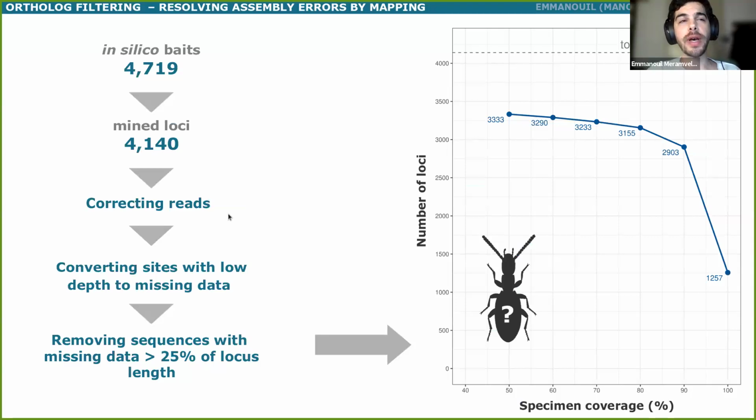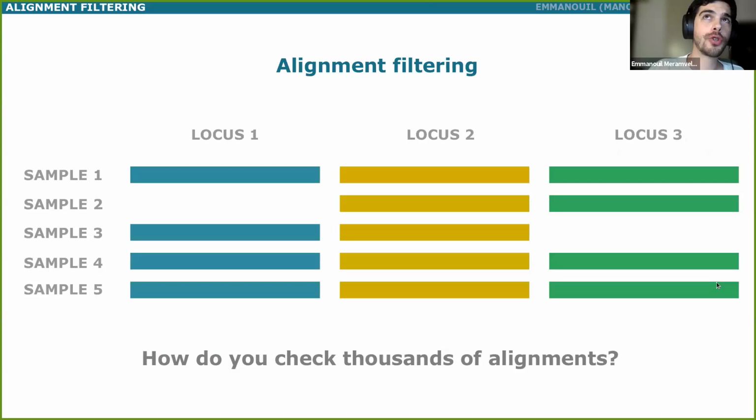So after following these steps and also removing sequences with more than 25% of missing data based on the locus length, you can see that even for a very strict threshold of 90% specimen coverage, you get almost 3,000 loci for downstream analysis. And even for a more strict 100% specimen coverage threshold, you get more than 1,000 loci. So at this point, you have a very nice set of thousands and thousands of loci for many samples.